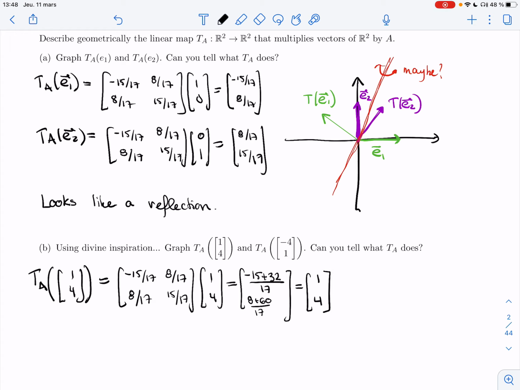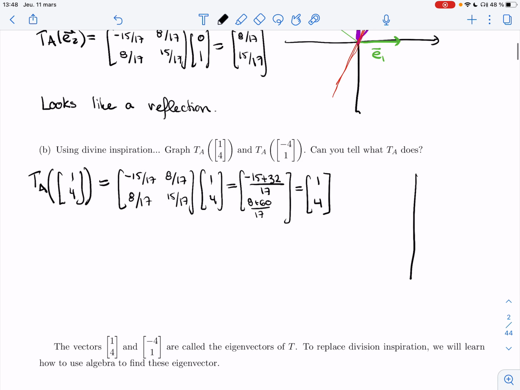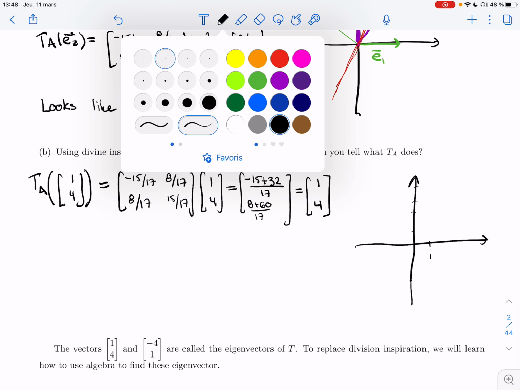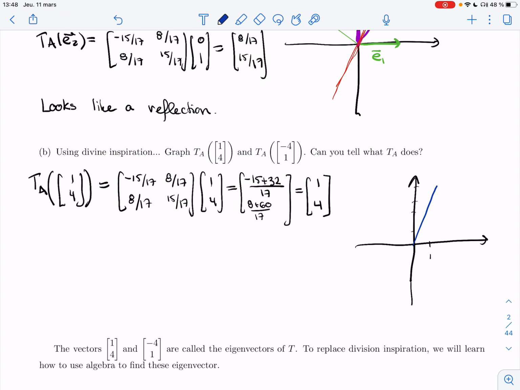All right, this is pretty cool. It's pretty cool because that vector is sent to itself. So 1, 4 is actually T of itself.